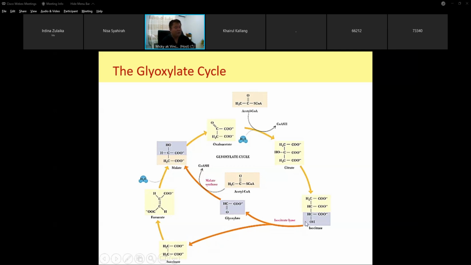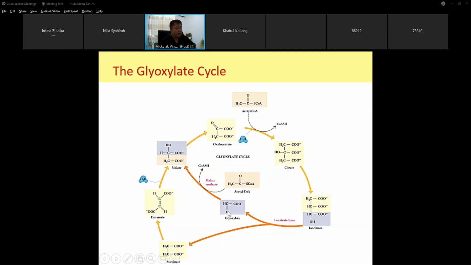Then another 2 will go into the production of what is called glyoxylate. Okay, so that is its name, the glyoxylate cycle, right? So glyoxylate is actually a 2 carbon molecule. Okay, 4 carbon goes to succinate and it undergoes the same citric acid cycle. Okay, but 2 will go into glyoxylate.